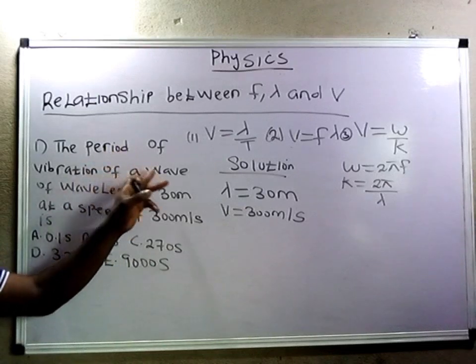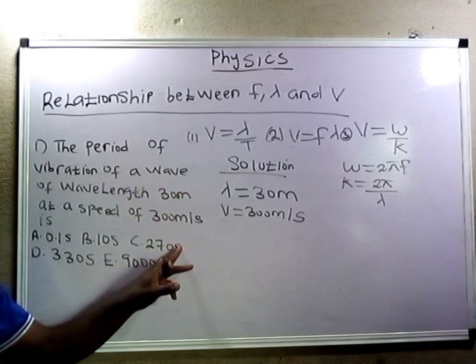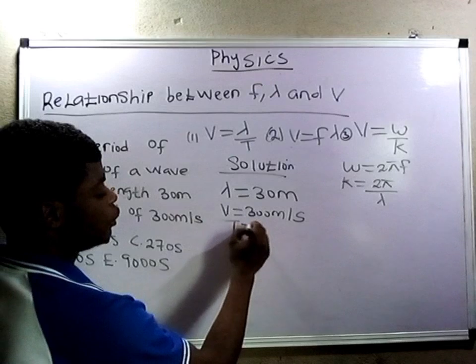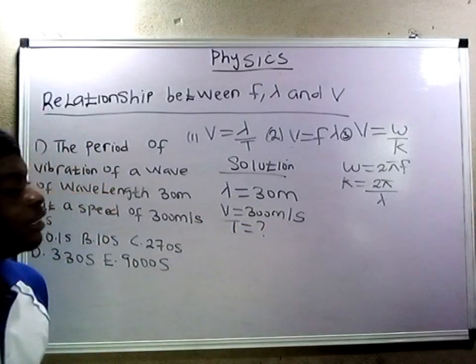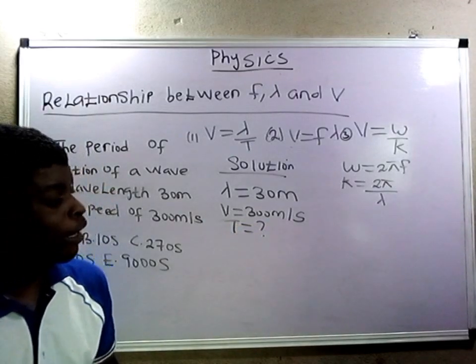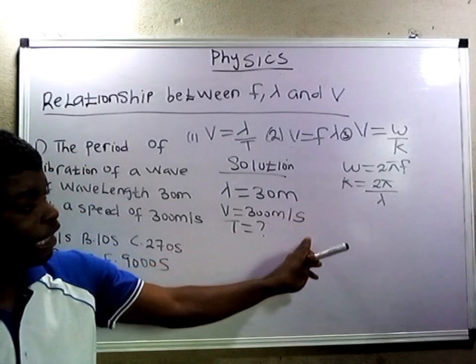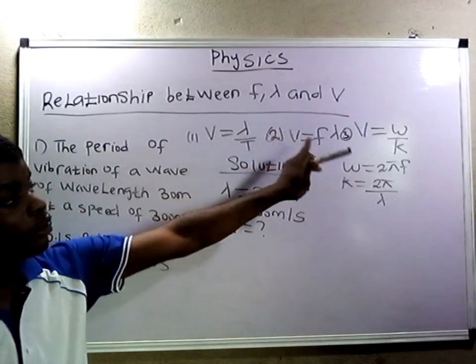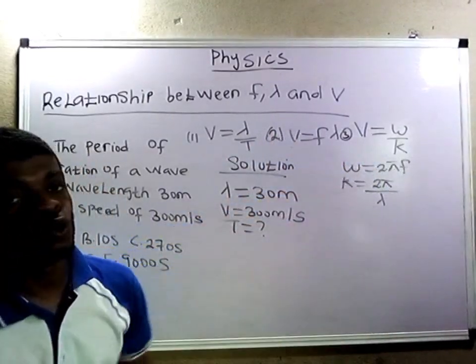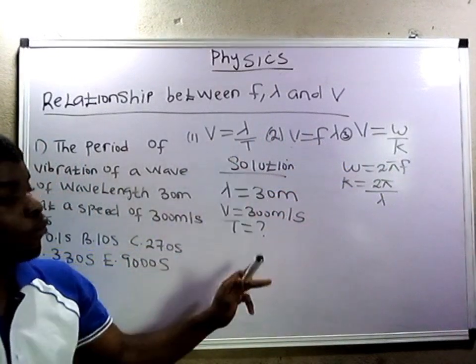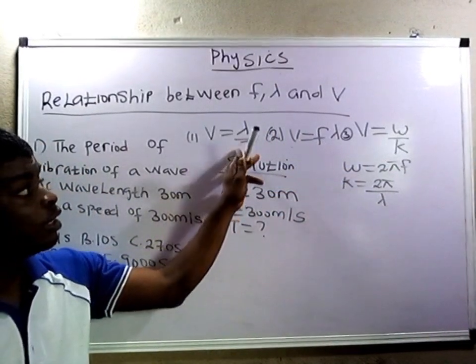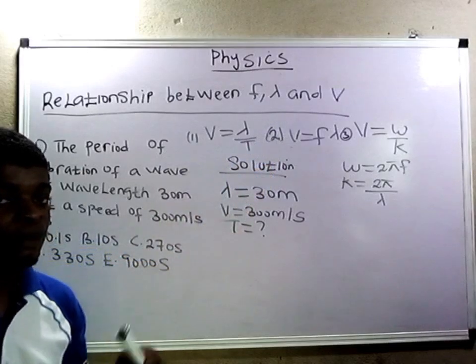The period of vibration of the wave, that's the period, which is in seconds. So the period is what we don't know. Looking at it, which formula are we going to use? We have lambda, velocity and time. The first formula, second formula, third formula? We have to use the first formula because it has a relationship with velocity, lambda and the period.